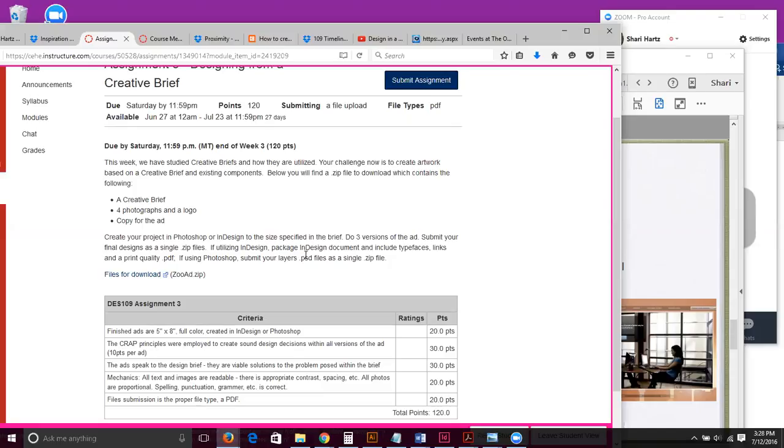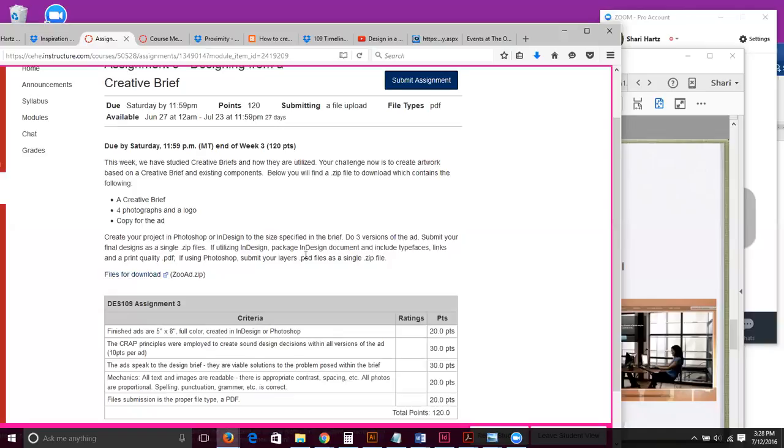If you're going to do a Photoshop, I would say also do it as a PDF, because that would give me the option to see your file the way that you wanted it in case I don't have your font. Okay?